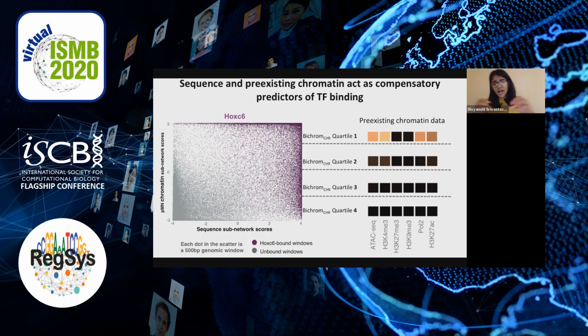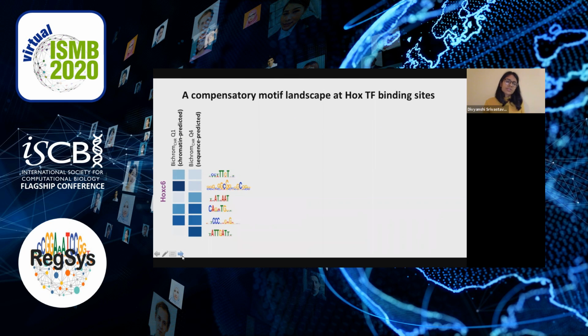So given this compensatory pattern which we observed, we wanted to ask whether the sequence motifs at these previously active sites differ from the sequences at previously quiescent sites, because we can see that previously quiescent sites are typically assigned these high sequence subnetwork scores. And we do that here. So I'm showing you results again for HOXC6 and the enrichment of various primary and secondary motifs at the sequence predicted sites bound in quiescent chromatin versus chromatin predicted sites.